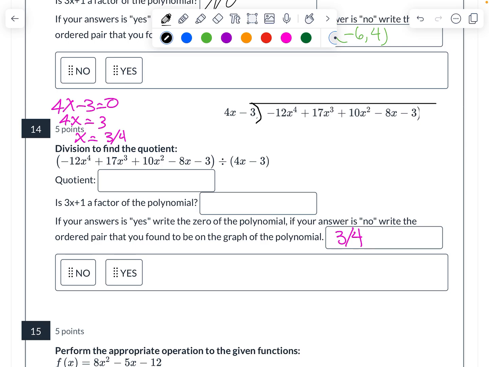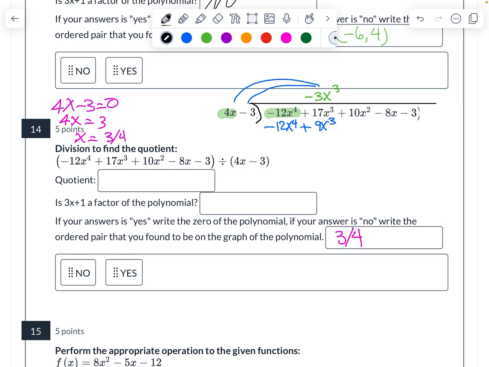So here we go. We are going to take this first term and divide it by this first term. And when we do that, we get negative 3x to the power of 3. Then we are going to multiply. We're going to take this times this and this times this. Negative 3x to the third times 4x is negative 12x to the fourth power. And negative 3x to the third times negative 3 is positive 9x to the third power.